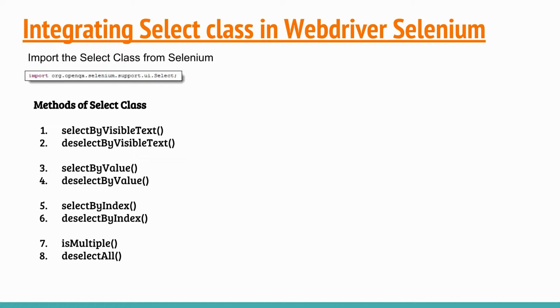As you can see, there are lots of different methods, like selectByVisibleText. For example, if there's a drop-down and you want to select option 2, the option 2 is the visible text, so you can directly pass it. You can deselect it, selectByValue, selectByIndex. If you know the position in the select box, you can directly go to it. You can check if the select box is of a multiple type, or deselect all. There are lots of different methods.